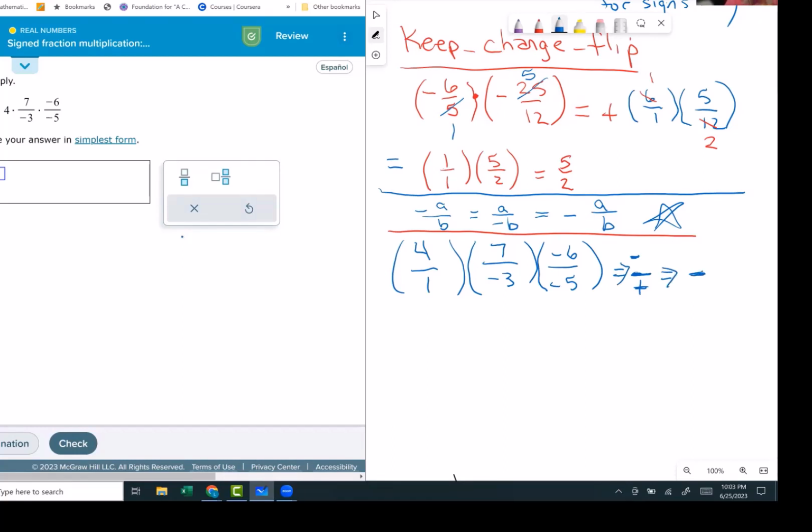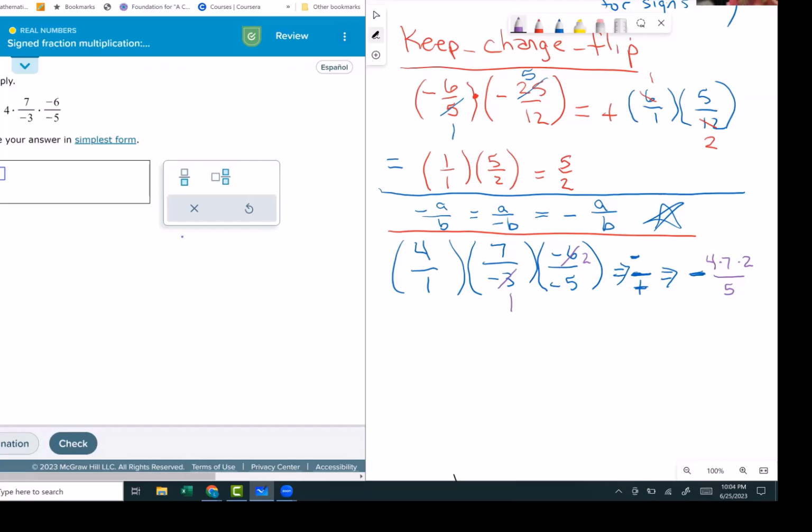Can we cancel anything? We can cancel the 3 and the 6, right? Perfect. Exactly. So this and this, we're dividing 6 by 3 is 2, 3 by 3 is 1. So now I have 4 times 7 times 2 divided by 5. Well, I think that's all I can do because none of those numbers divide 5, or 5 divides none of those numbers. Now I'm done, and I don't have to worry about simplifying later if I simplify first.